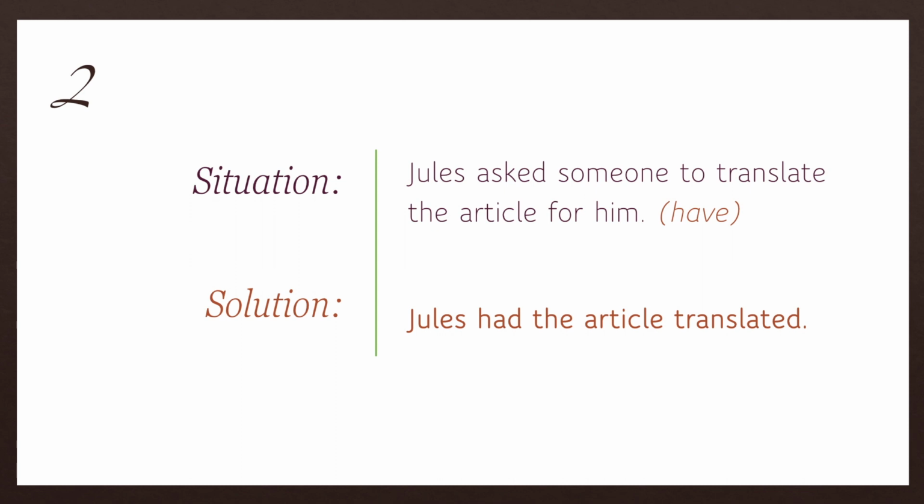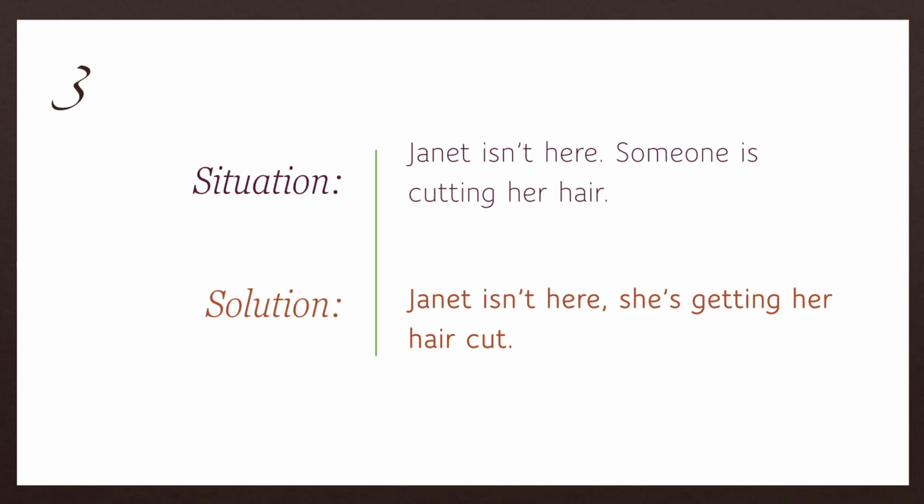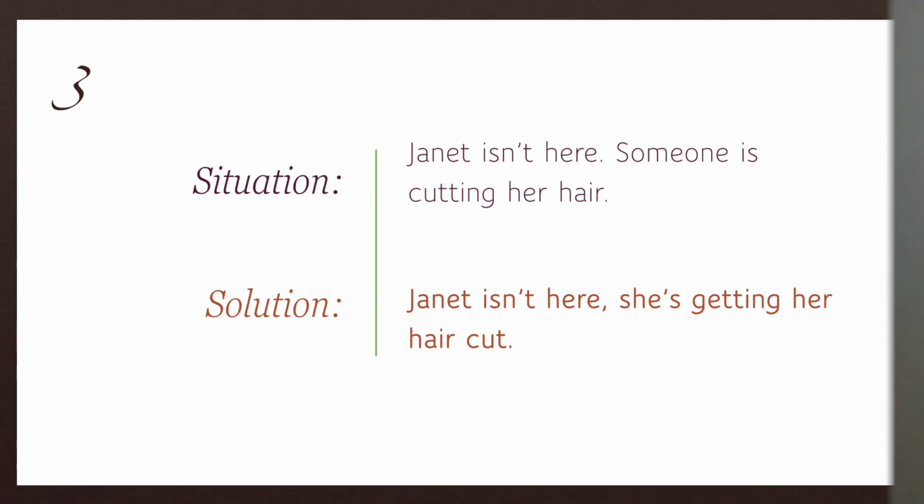Let's try one more. The situation is that Janet isn't here. Someone is cutting her hair. She must be at a hair salon. So what do you think is the correct answer? If you said, Janet isn't here, she's getting her hair cut, you're right. You would also be right if you said, Janet isn't here, she's having her hair cut. They really mean the same thing.